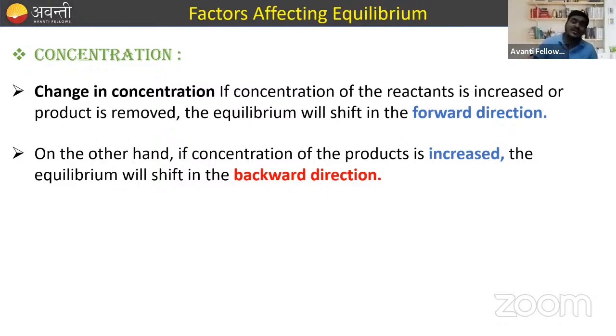So if the concentration of the reactant is increased or the product is removed, the equilibrium will shift in the forward direction. Again, I repeat: if the concentration of the reactant increases, the equilibrium wants to decrease that concentration, because equilibrium always opposes the change, so that more and more product will form. On the other hand, if the concentration of the product is increased, the equilibrium will shift in the backward direction. So these two possibilities are present.